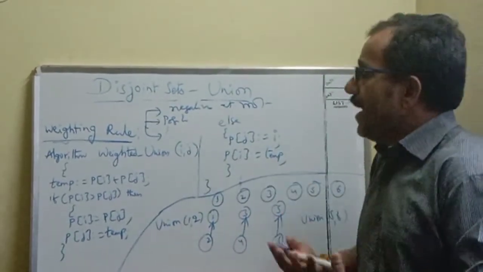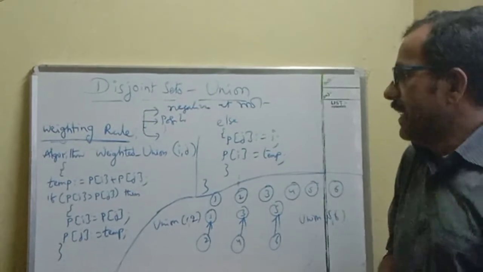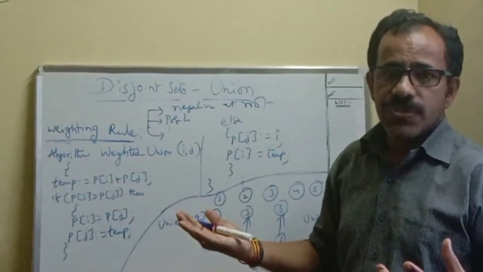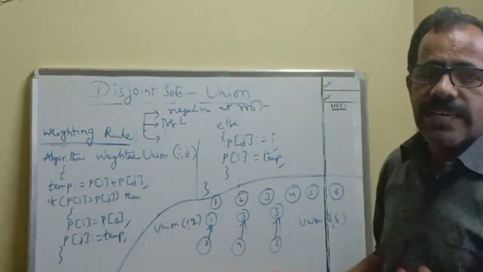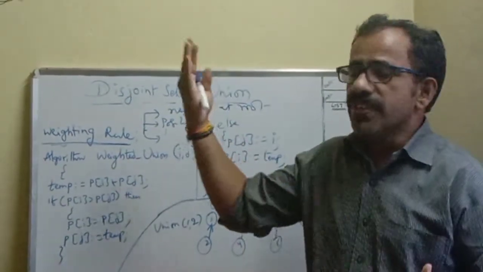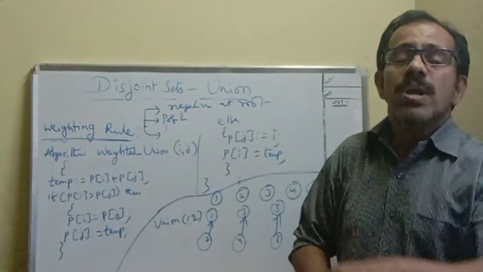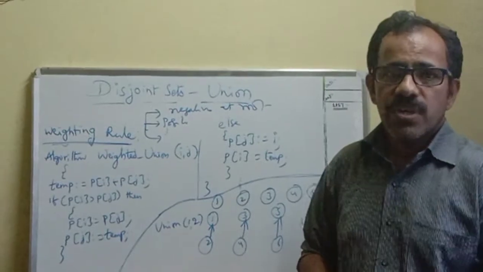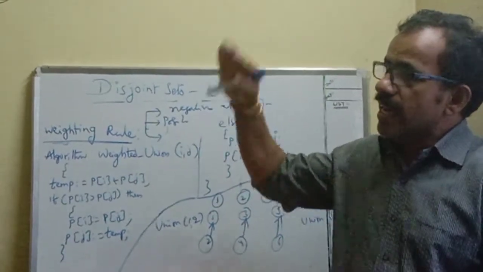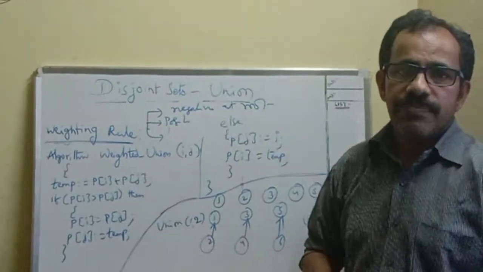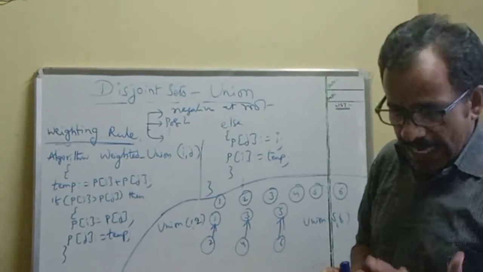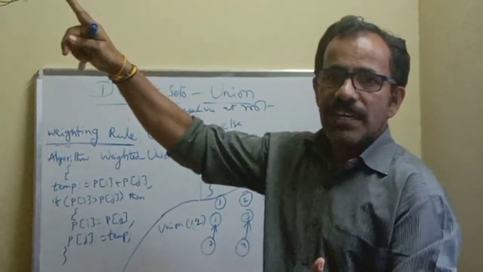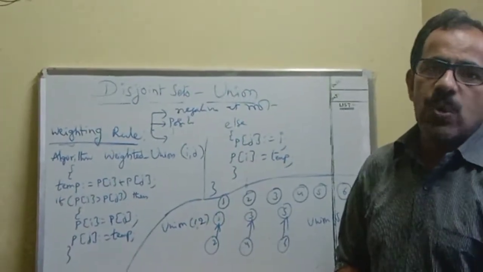Then how is the weighting rule supporting combining two trees? I will tell you. Suppose the first tree has 10 nodes and the second tree has only 8 nodes. Whichever tree has more nodes, you are supposed to make that tree's root node the root node of the combined tree, according to the weighting rule. The root node of the tree with fewer nodes becomes the child of the root node of the tree with more nodes. Is it clear now?